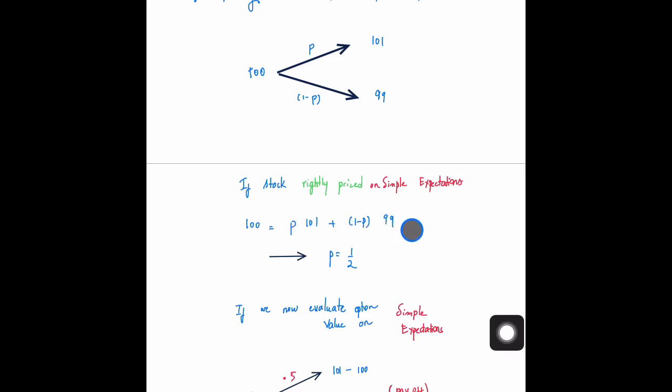And then on simple expectations, if I'm talking about the stock being rightly priced, what I say is that the expected value of the stock tomorrow should be equal to the value of the stock today. This is what is meant by the stock being rightly priced. In case this is the way I'm trying to look at my problem, if I solve this, I'm going to be getting the probabilities of 1/2.